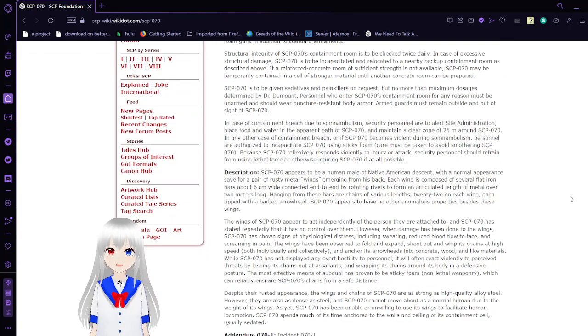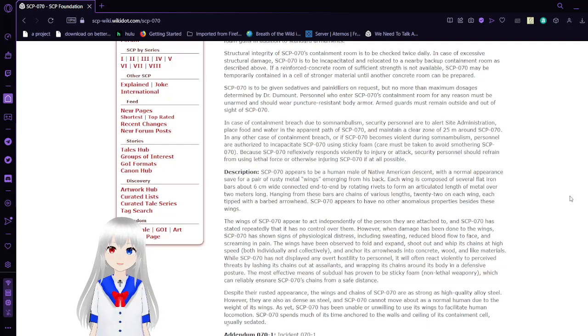Structural integrity of SCP-70's containment room is to be checked twice daily in case of excessive structural damage. SCP-70 is to be incapacitated and relocated to a nearby backup containment room, as described above. If a reinforced concrete room of sufficient strength is not available, SCP-70 may be temporarily contained in a cell of stronger material until another concrete room can be prepared.